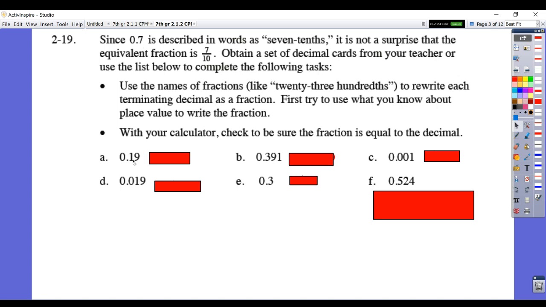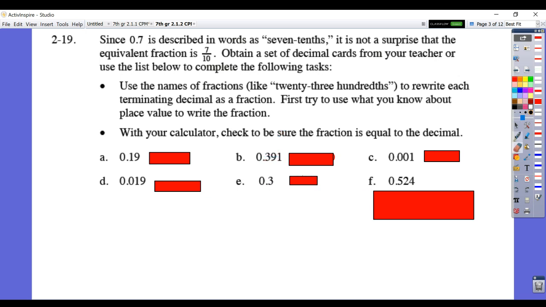So if we were trying to think about how we would name this decimal, we would say 19 hundredths. This one would be 391 thousandths. Remember, we read it as though it's an entire number, and then we look at the last digit, what place value that's in is the correct place value. So 391 thousandths. This would be 1 thousandth. This would be 19 thousandths. This would be 3/10. And this would be 524 thousandths.